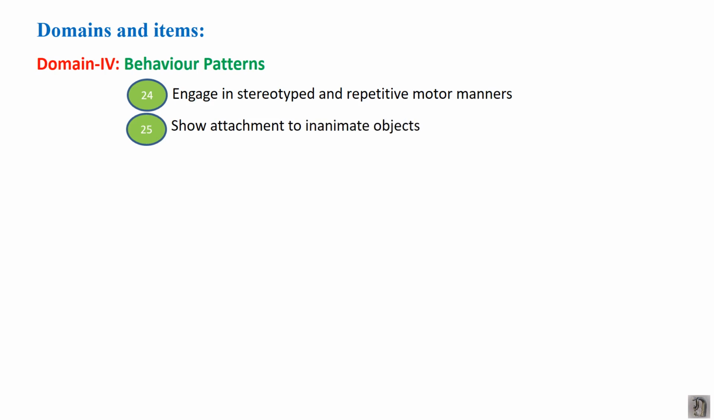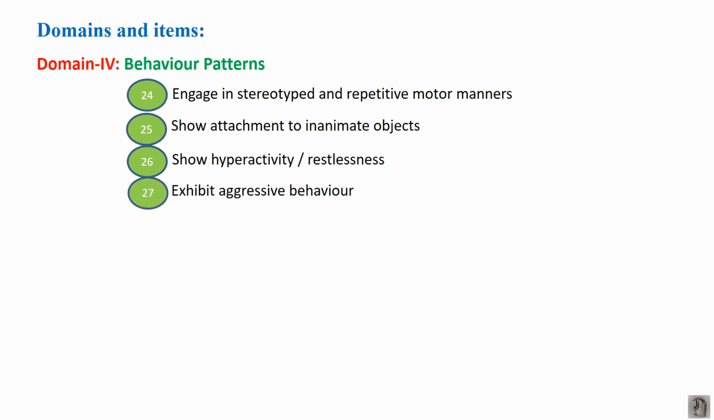Show attachment to inanimate objects. So here an individual with autism may be attached to certain objects like a pen, stick, toys, bottles. Keep all the objects and check if the child shows attachment to that object or not. Then you can identify this. Then show hyperactivity and restlessness. Yes, an individual with autism may be restless with boundless energy, which is very difficult to control at the later stage.